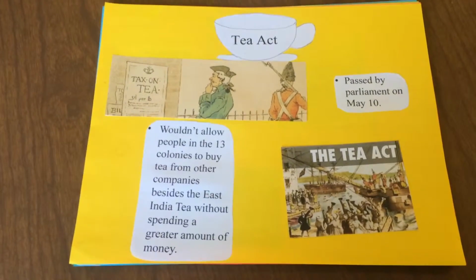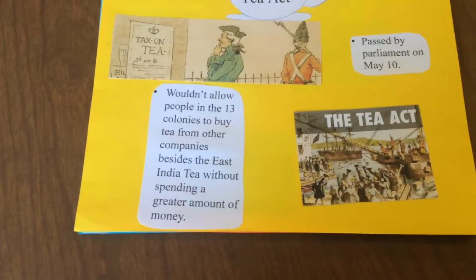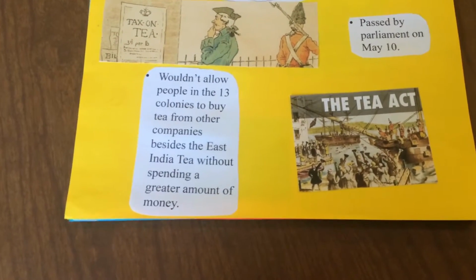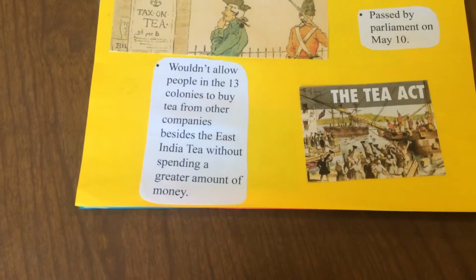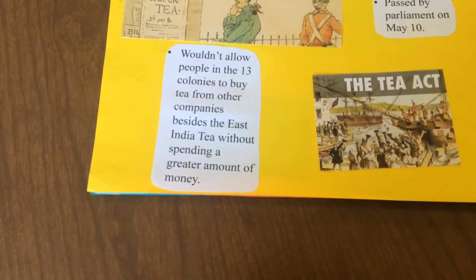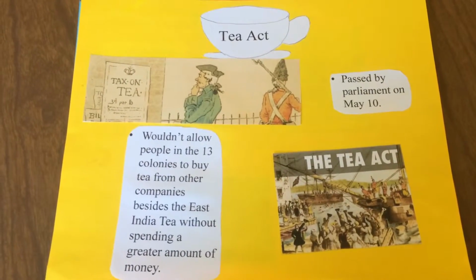The Tea Act was passed by Parliament on May 10, 1773. This act wouldn't allow the colonists to buy tea from companies other than the East India Company without spending a fortune. Radical leaders in the colonies believed that this act was a way to buy popular support for the taxes already enforced.